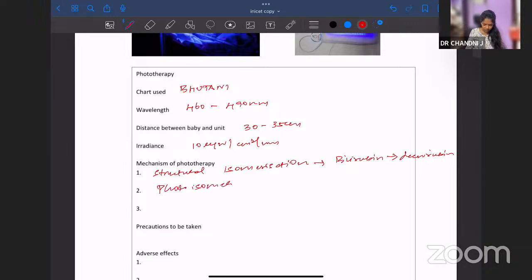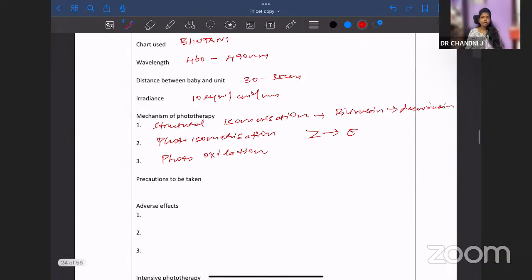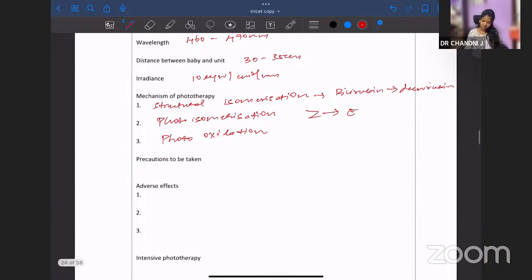Second method, photoisomerization. What happens in photoisomerization? Z isomers are converted to E isomers. Last one is photo-oxidation, which is a minor pathway. Three important mechanisms you should know. Precautions to be taken: you should cover the eyes of the baby, and you should cover the genitals of the baby.